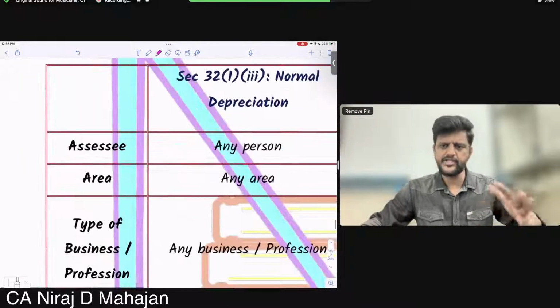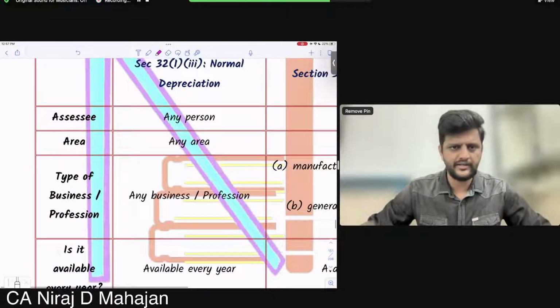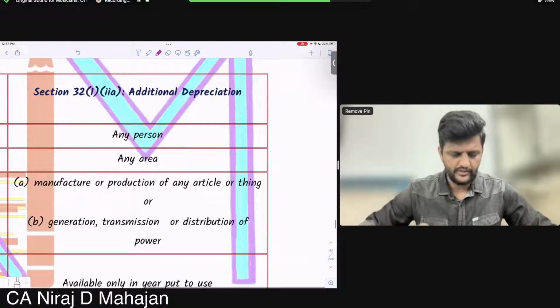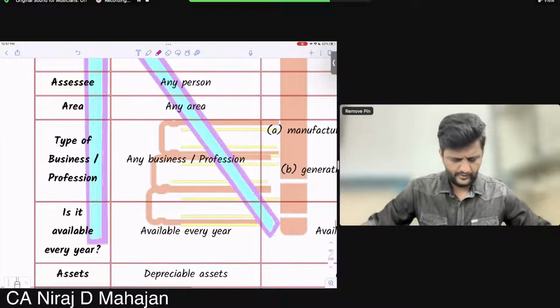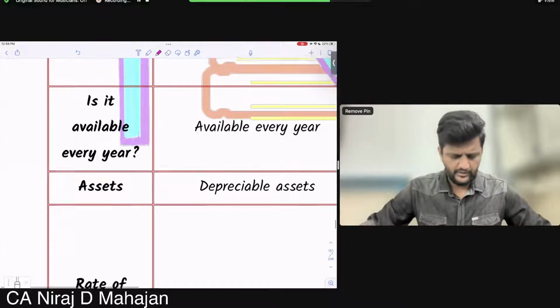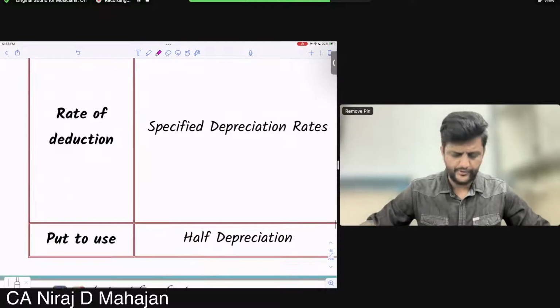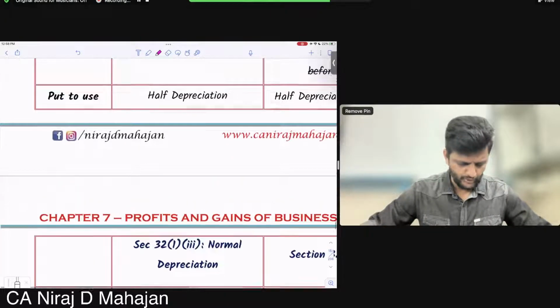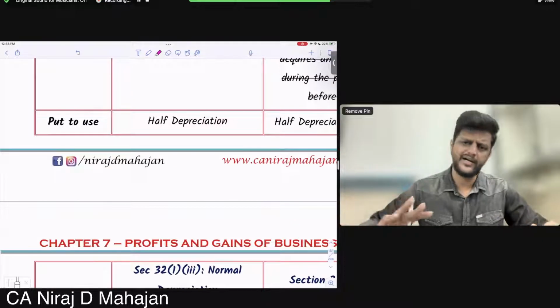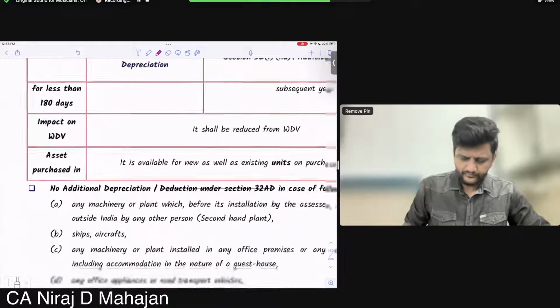First, let us simply check normal depreciation. Assessee can be any person: individual, firm, LLP, BOI, company, etc. Area of business can be any area, because there was some certain condition later on, so that's why we put that condition. Any type of business or profession, no problem. Is it available every year? Normal depreciation, obviously available every year. Assets, any kind of depreciable assets. Rate of depreciation, as specified in all the blocks we have seen till now. But if it is put to use for less than 180 days, then obviously we give only half depreciation. Agree till here? Yes, all of you. And simple.